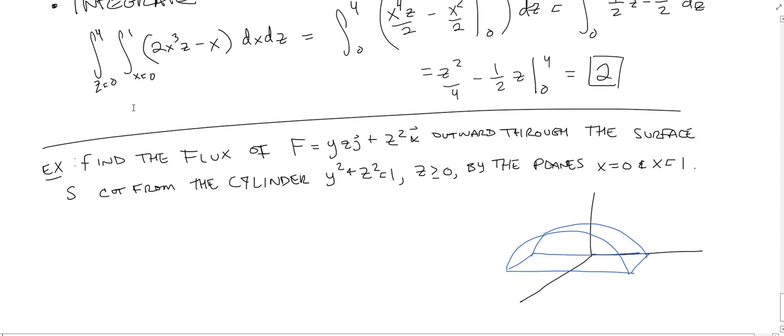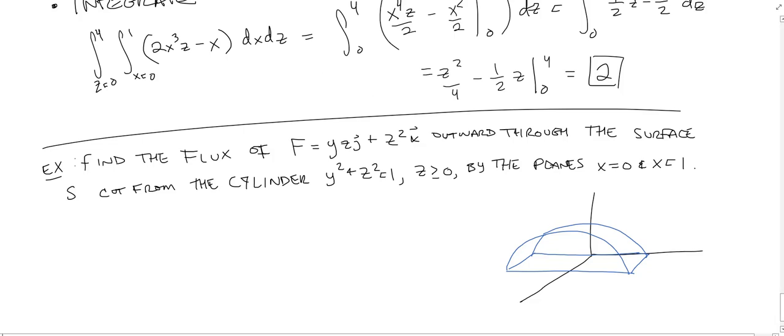Okay, let's take a look at one more example. We're going to find the flux of this field outward through the surface S, which is going to be cut from the cylinder y squared plus z squared equals 1, where z is positive, and it's cut by the planes x equals 0 and x equals 1.